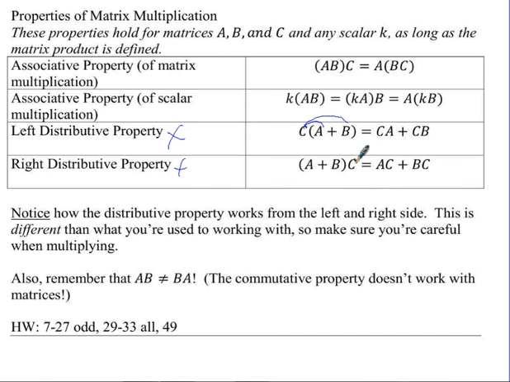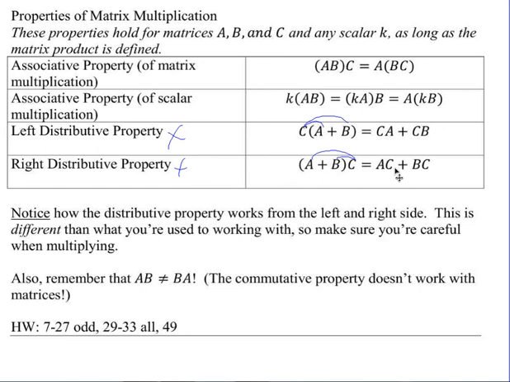You can distribute just like before, but now when you distribute, it will be AC plus BC. That's different than up here, where when we distribute that C in, notice the C on the left side stays on the left side. Now the C is on the right side. When we distribute that in, the C stays on the right side.